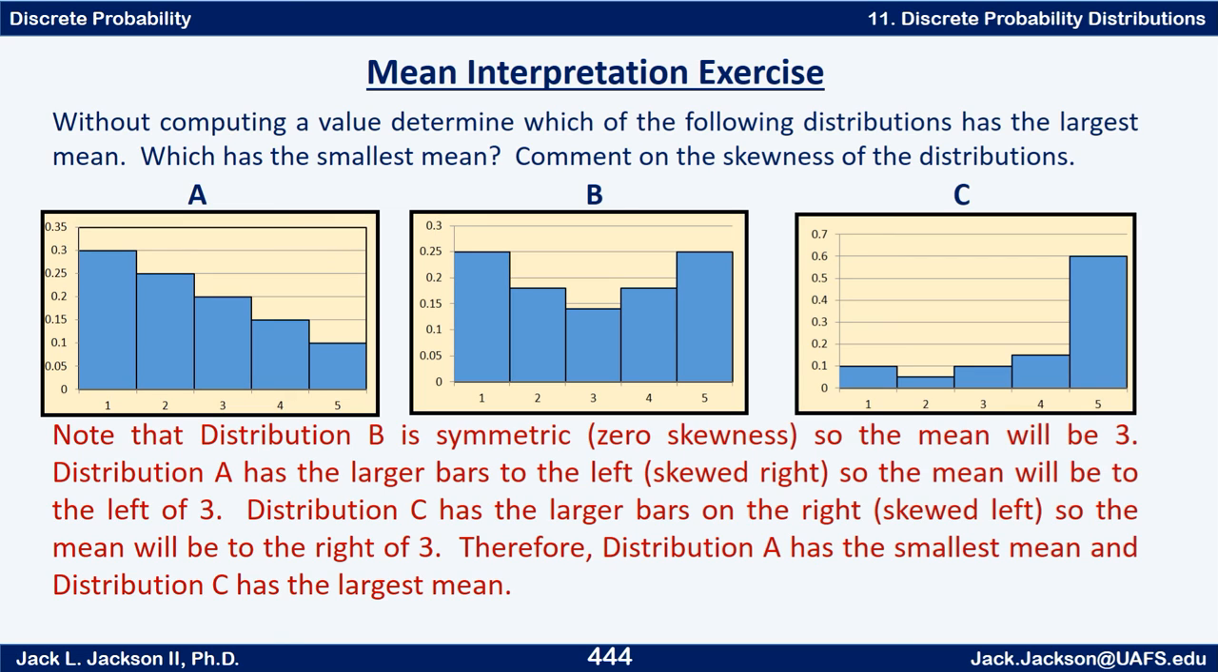Well, problem B is symmetric with 0 skewness, so the mean will be right in the middle at 3. Problem C is skewed to the left, and the mean is going to be higher than 3. A is skewed to the right, so the mean will be to the left of that, less than 3. So the lowest mean is A, middle mean is B, and the highest mean is C. The most amount of skewness is in C, but it's negative skewness, and you've got positive skewness in A and 0 skewness in B.